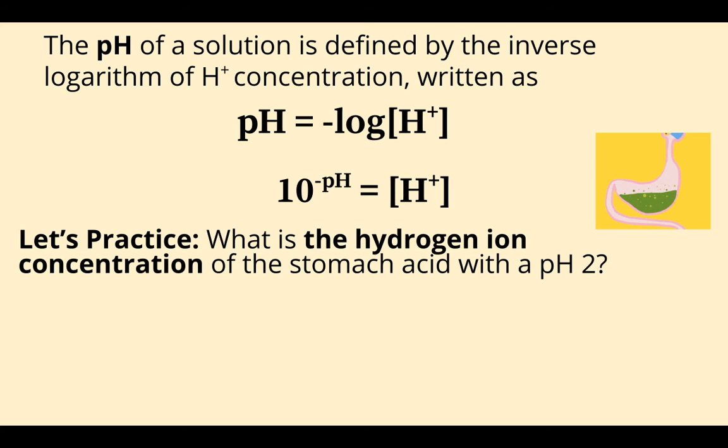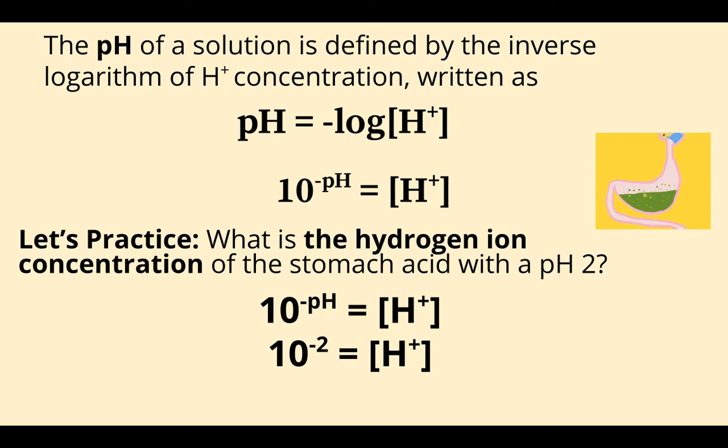So let's think about that stomach acid again with its pH of 2. How concentrated are hydrogen ions in a solution with a pH of 2? So we've been given pH, we know that's 2. We are trying to find hydrogen ion concentration. So we'll use the second arrangement of the equation. We'll plug in the 2 for the pH, and then we'll enter this into our calculator, and I'll show you how to do that in a second, to get the answer, which is 0.01 molarity, or moles of hydrogen ions per liter.